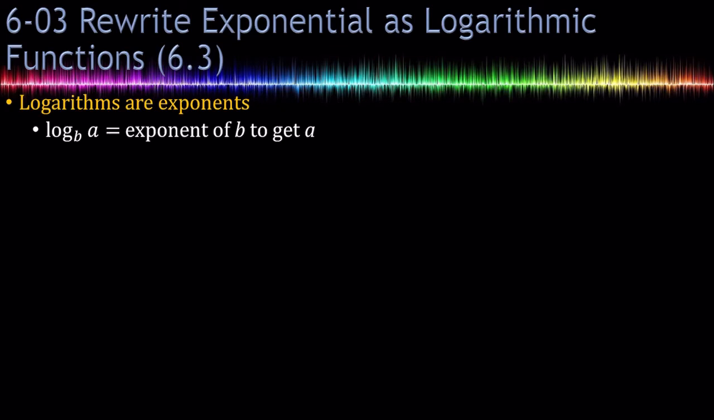Alright, so what are logarithms? Logarithms are exponents. We call it log base b of a, where b is the base. What it means is it's the exponent of b to get a. In other words, it's b to the what equals a, and we're looking for that exponent. So log base b of a equals the exponent of b.